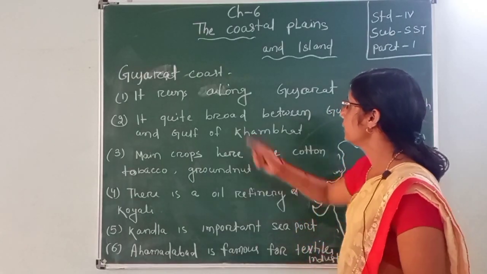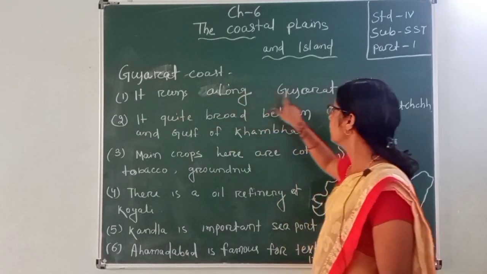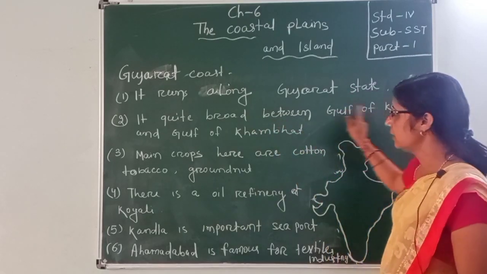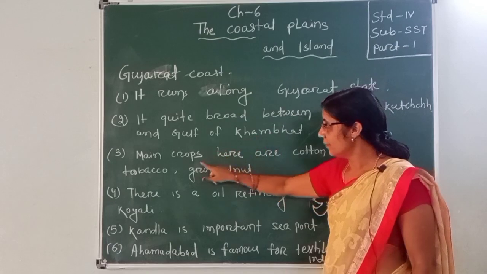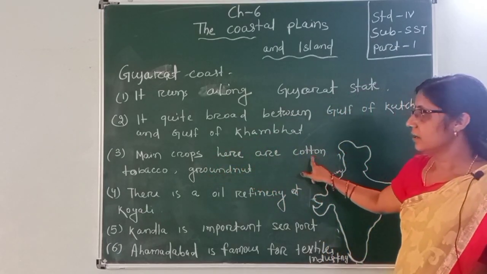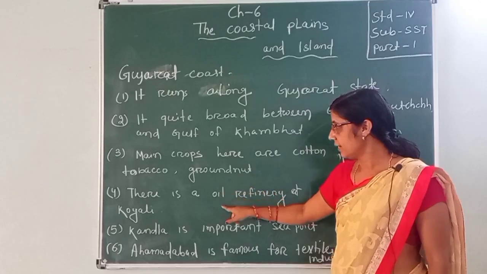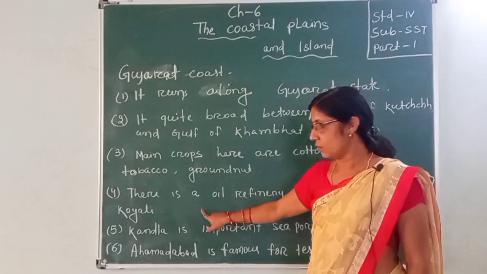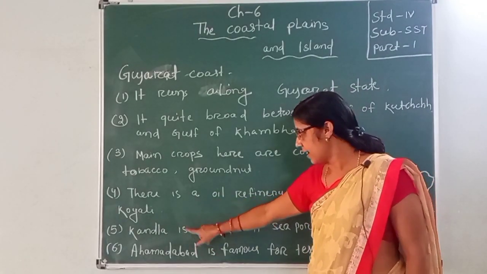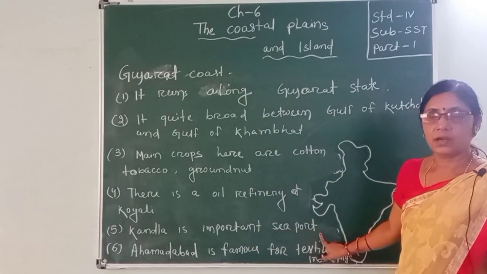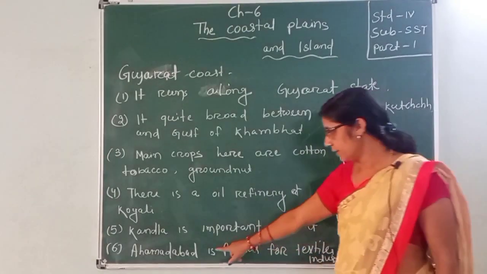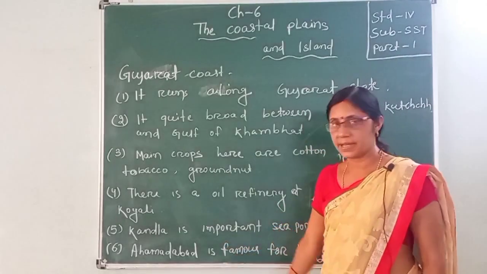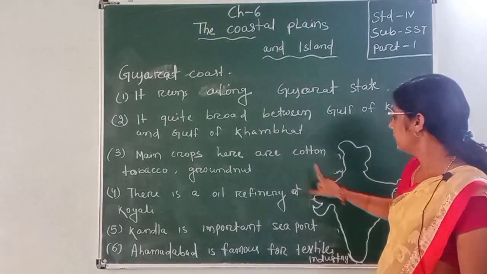The Gujarat coast runs along the state of Gujarat. It is quite broad between the Gulf of Kutch and the Gulf of Khambat, and the main crops here are cotton, tobacco and groundnut. There is an oil refinery at Koyali, which lies on the Gujarat coast, and Kandla is an important seaport located on the Gujarat coast. Ahmedabad, also located on the Gujarat coast, is famous for its textile industry.